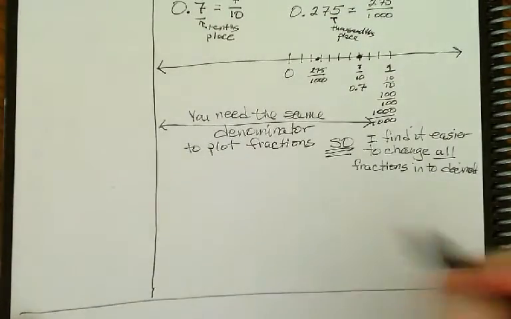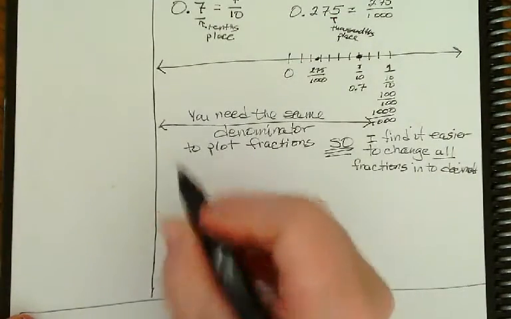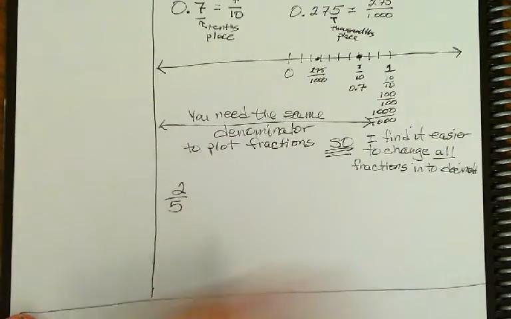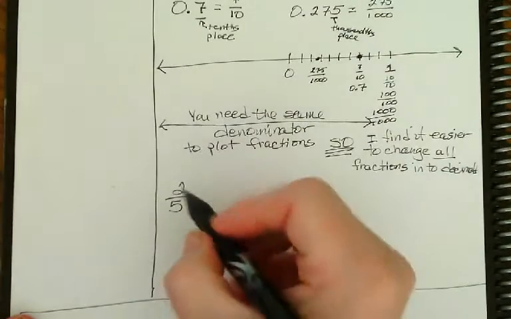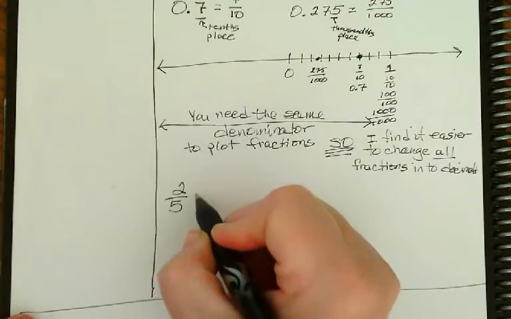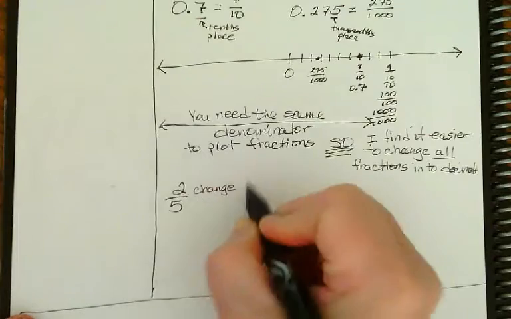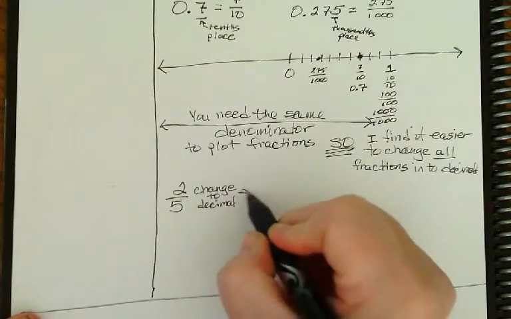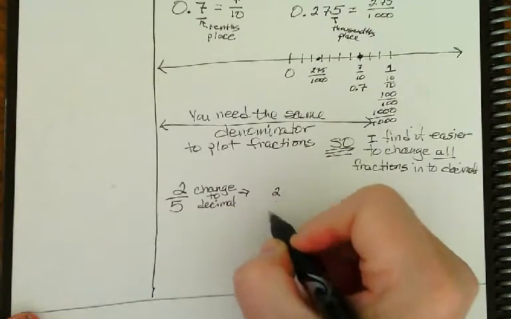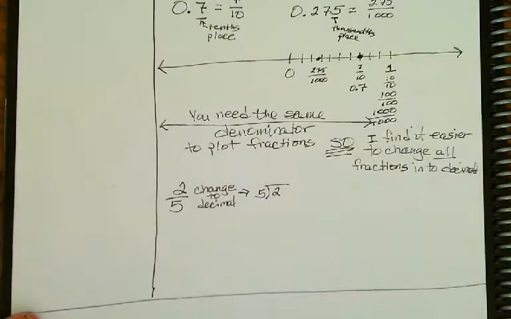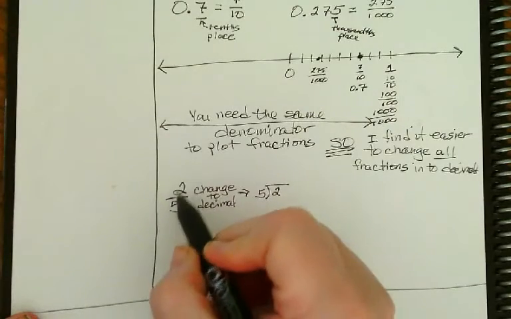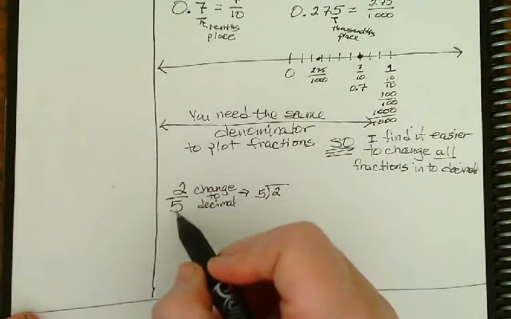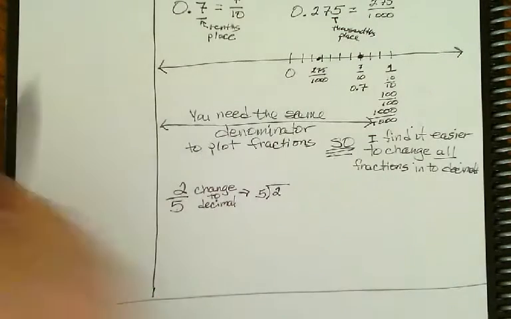So turning a fraction into a decimal, we already did this once, but this is a reminder. This is a fraction. Change to decimal means 2 divided by 5, because it's 2 divided by 5. This is a math problem all on its own. This is a division problem. You read it top to bottom.